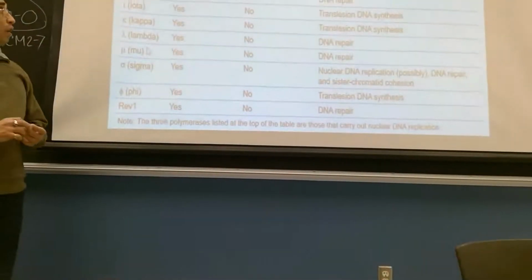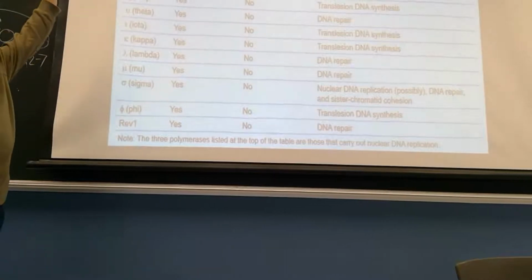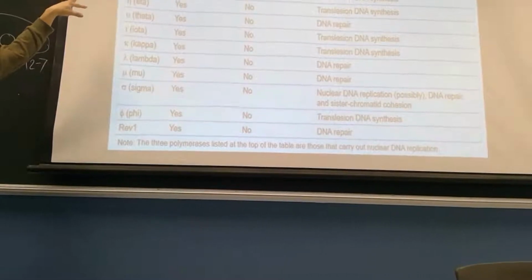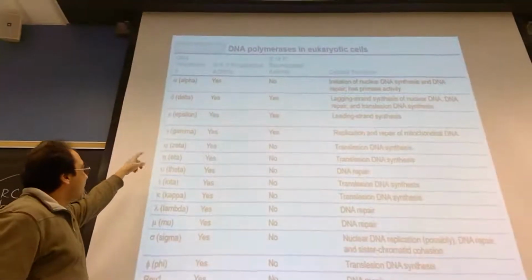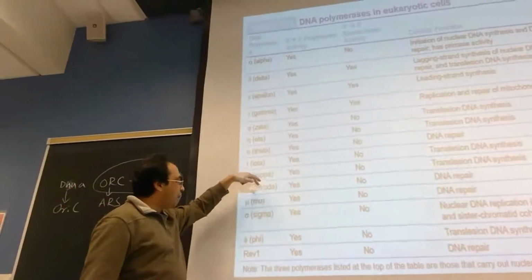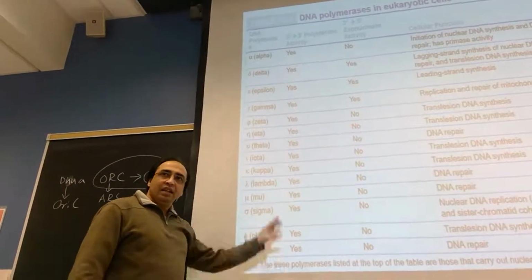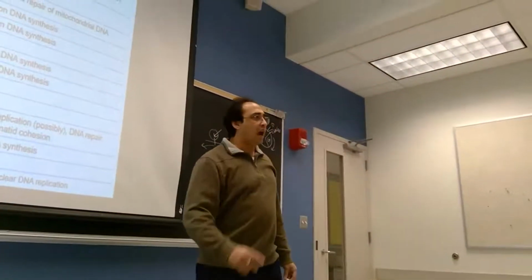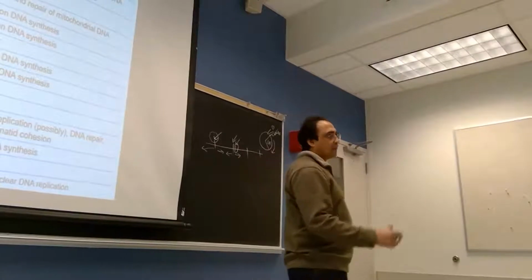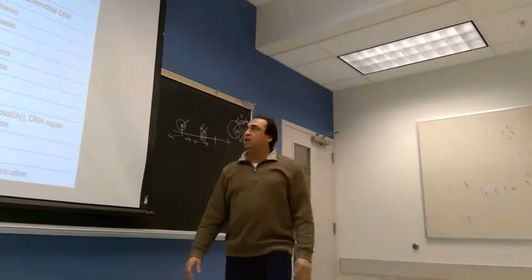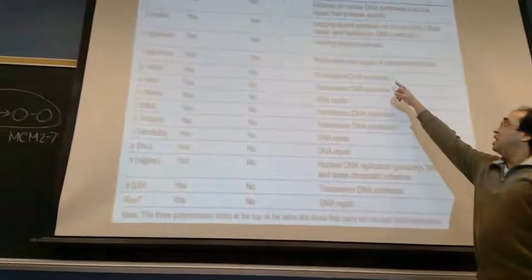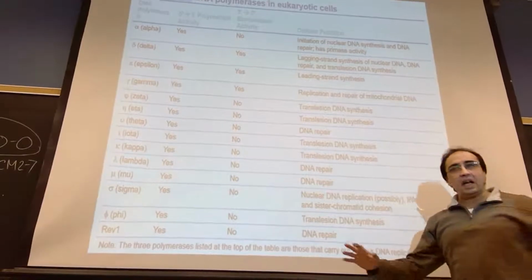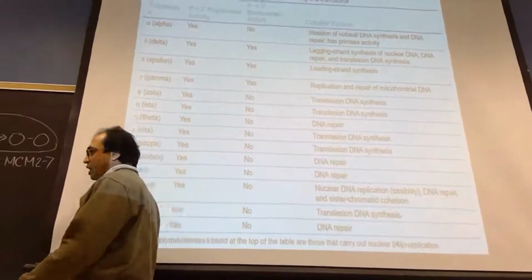This is the list of all DNA polymerases here. Mainly alpha, delta, and epsilon. They are the main DNA polymerases for the whole DNA replication. The others are gamma, zeta, eta, theta, iota, kappa, lambda, mu, sigma, phi. These work when there is some damage. If there is a mismatch, that part needs to be cut out and repaired. In such cases, those DNA polymerases can work. Or in DNA repair, replication and repair of mitochondrial DNA. So there are many functions there, but they are not mainly for nuclear DNA replication.